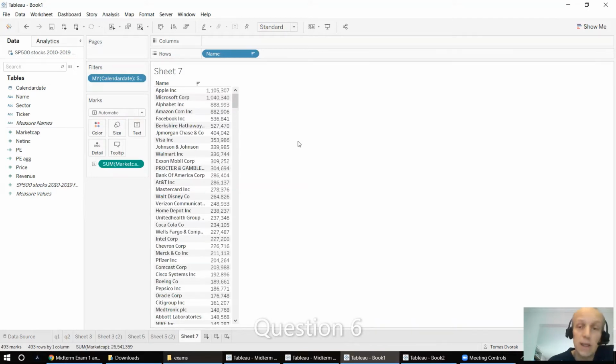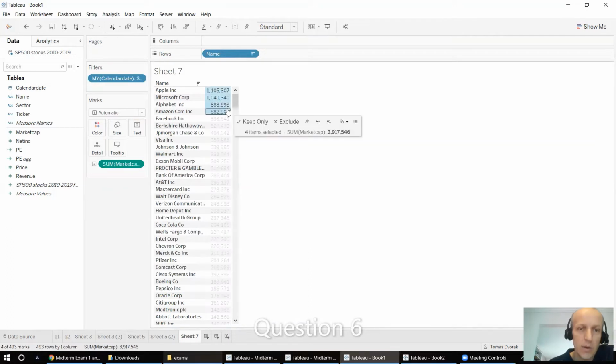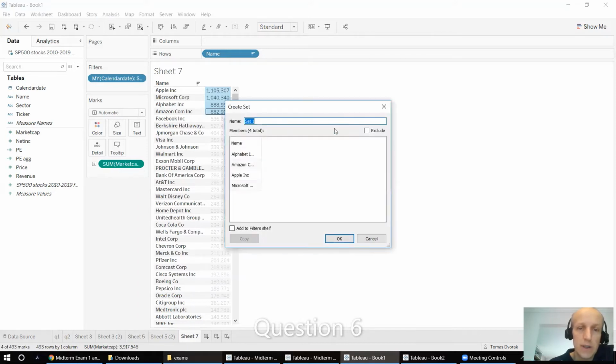So let's include only September 2019 and now sort those companies by market cap. So here we will see which companies were the top 4 market cap companies in September 2019. And it's these 4: Apple, Microsoft, Alphabet, and Amazon. So we're going to create a set of these companies. There they are, all 4 of them. I'm going to call that set top 4 September 2019.